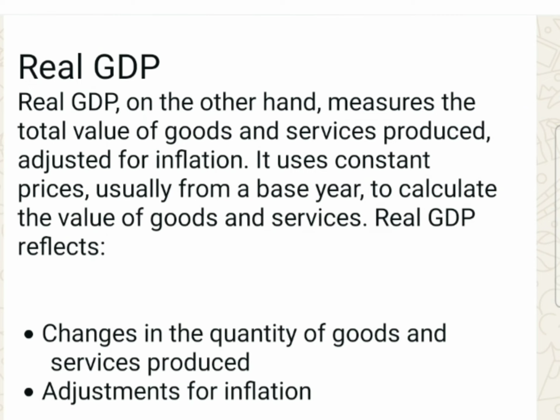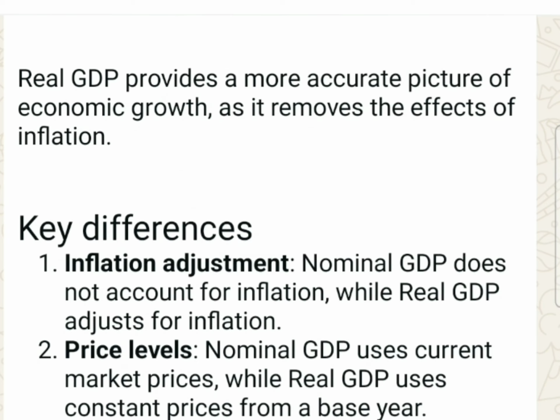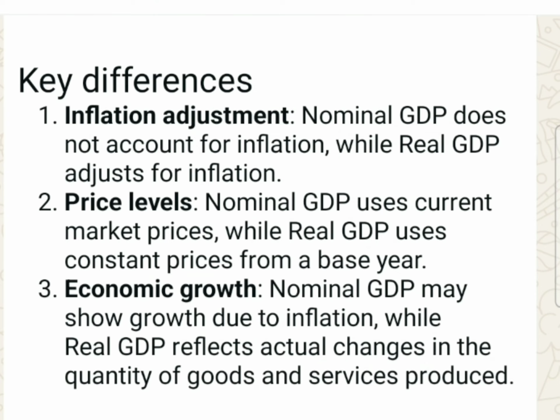Real GDP, on the other hand, measures the total value of goods and services produced adjusted for inflation. It uses constant prices, usually from a base year, to calculate the value of goods and services. Real GDP provides a more accurate picture of economic growth as it removes the effects of inflation. Difference between nominal and real GDP: inflation adjustment. Nominal GDP does not account for inflation, while real GDP adjusts for inflation.